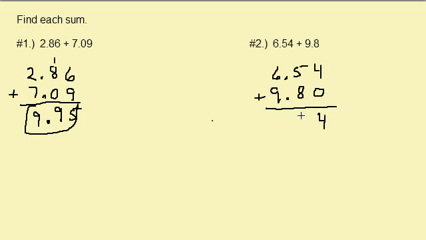5 plus 8 is 13. So that's 3. Carry your 1. And that's 9 plus 6 is 15. Plus 1 is 16. So that's 16. And we bring our decimal down. And there's our answer.